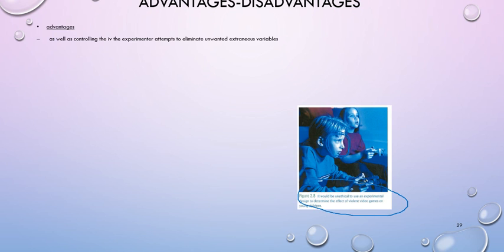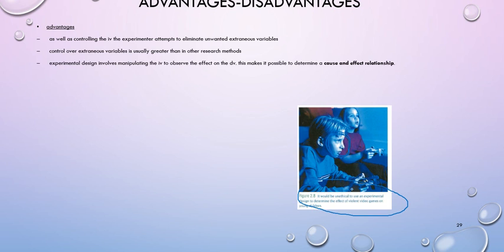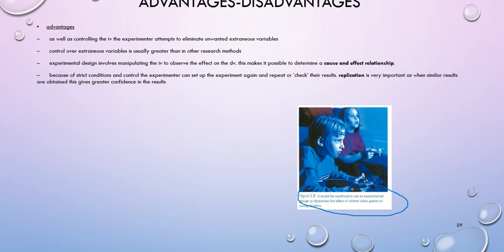We try to eliminate unwanted extraneous variables. We control the extraneous variables more than any other research method, exactly because everything is in a clinical lab situation. The experimental design involves manipulating the IV, so it establishes a cause and effect relationship. Because of the strict conditions and the control, we can have repeatability and replicability. We can do it again and again and again and check if we have the same results. So that means it gives a great reliability of the findings and lifts psychology to the scientific level.